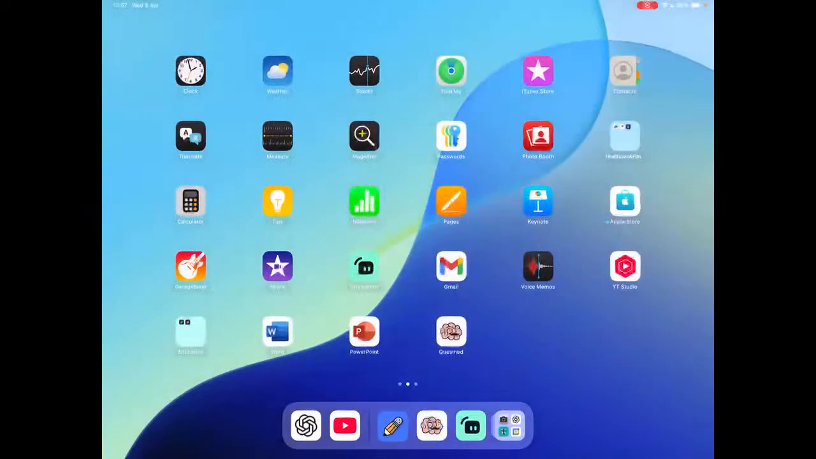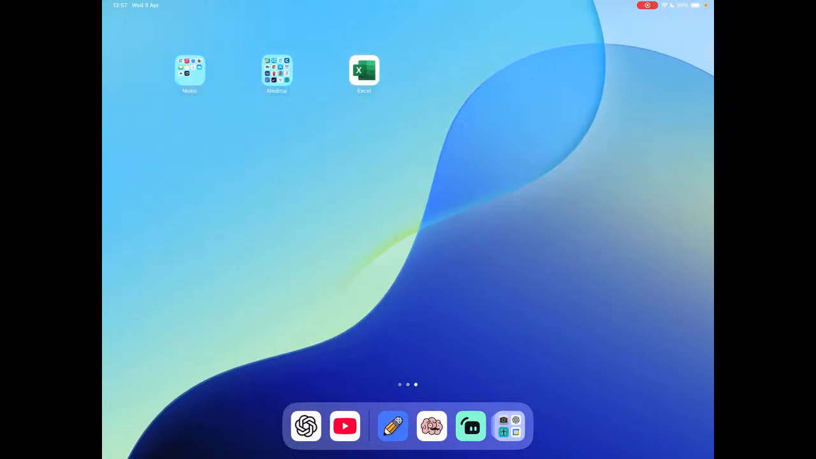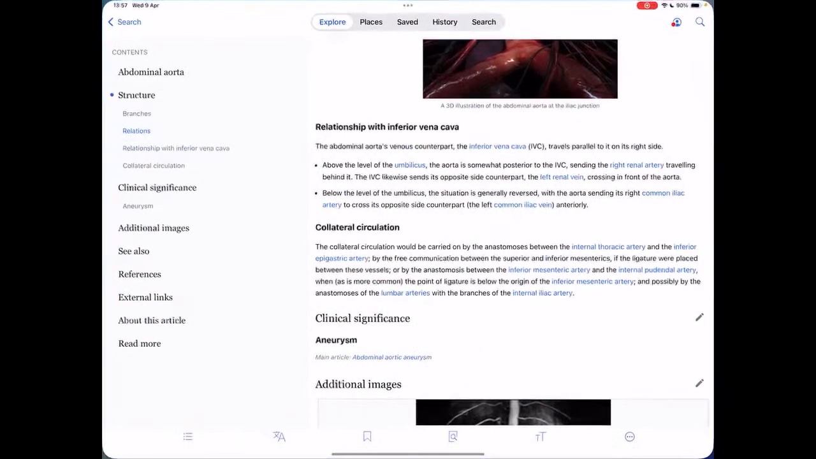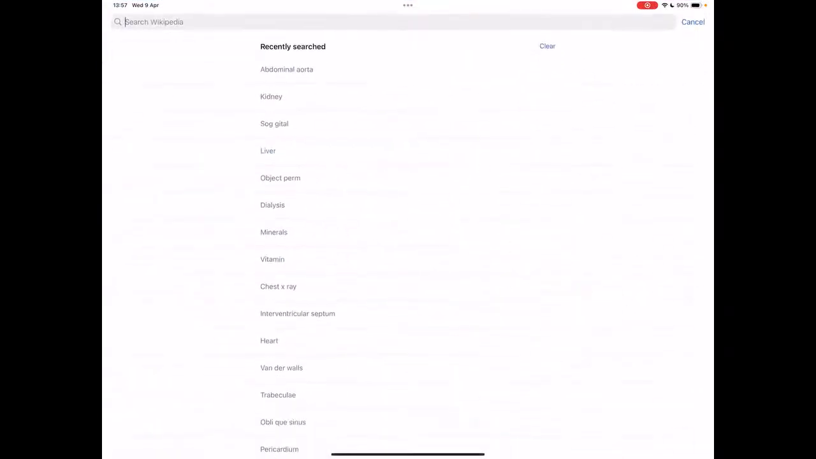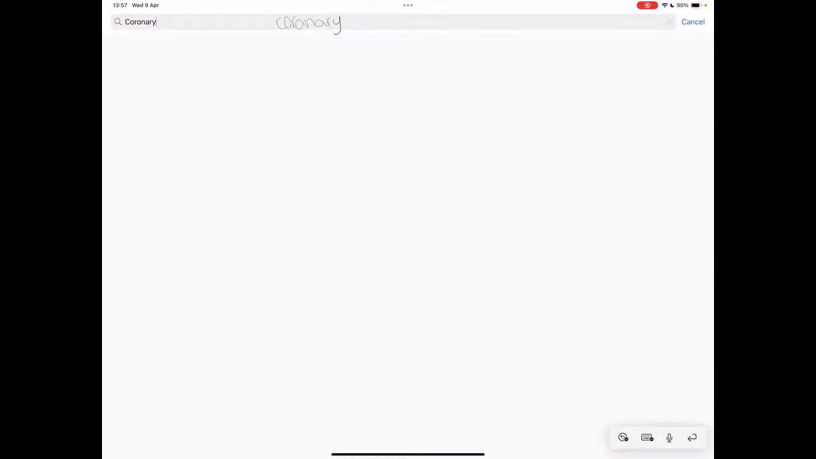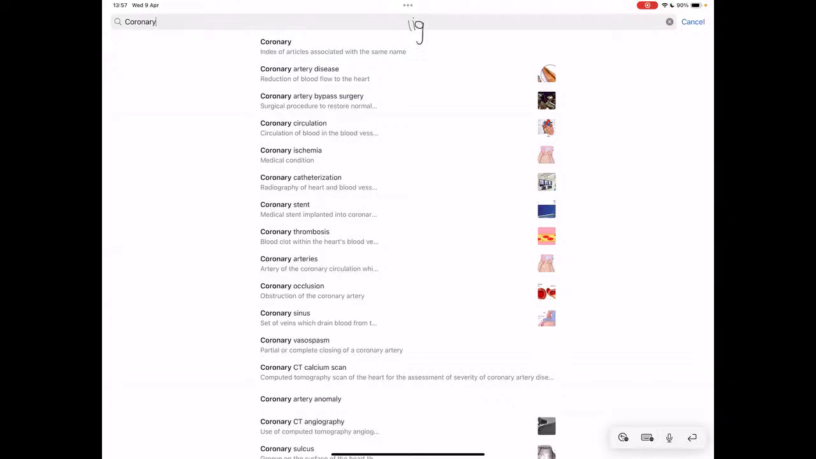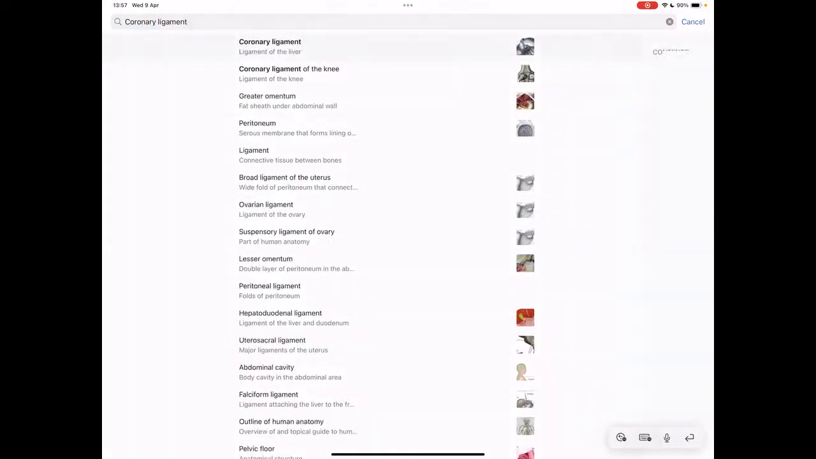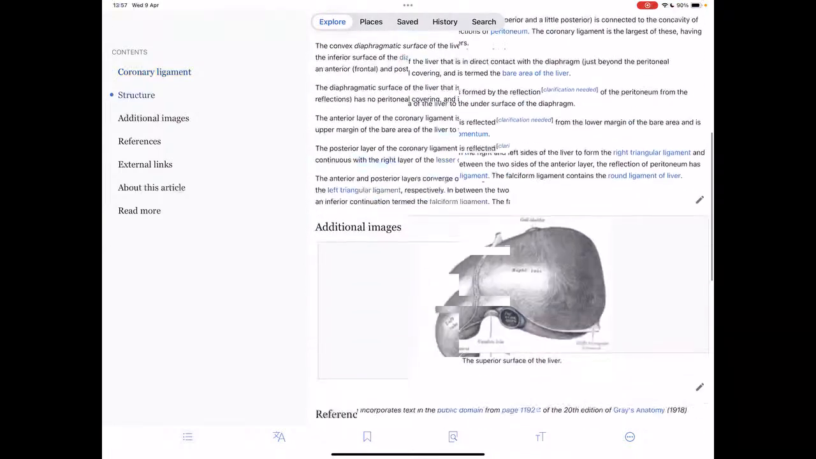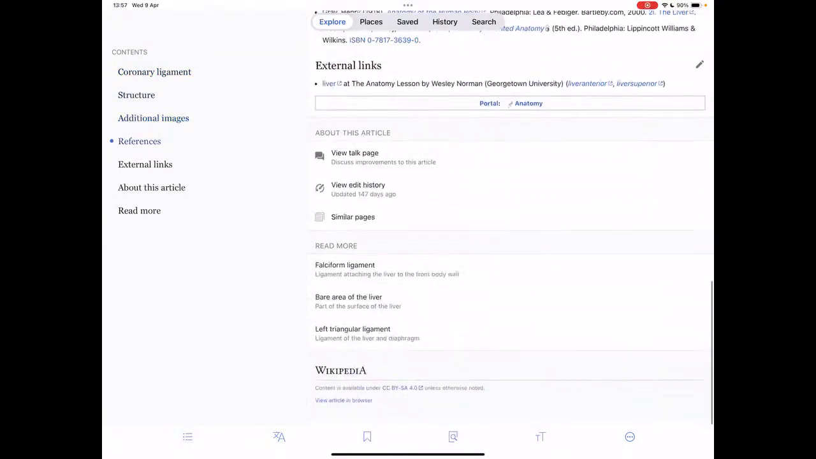Let's see if Wikipedia can help. So the coronary ligament has two layers, anterior and posterior, connecting the liver to the diaphragm. These layers come together at the edges, forming the triangular ligaments. This helps anchor the liver in place.